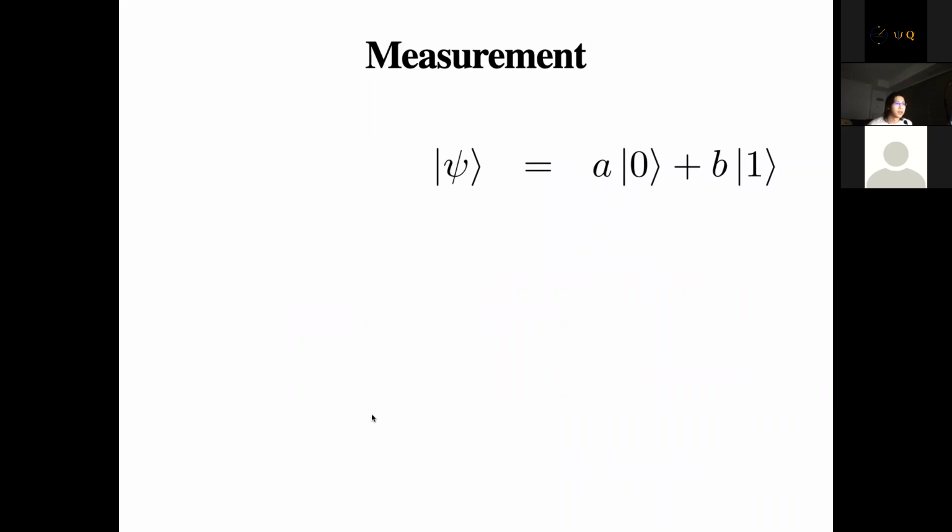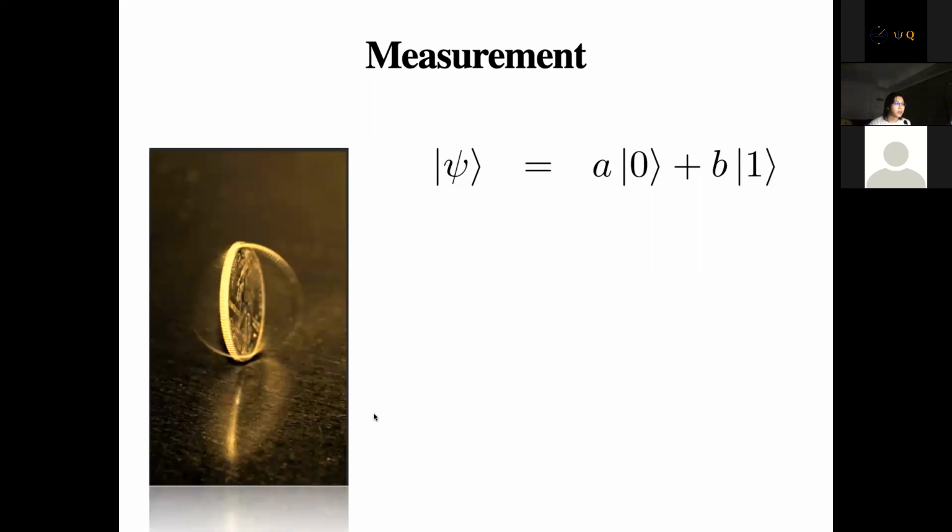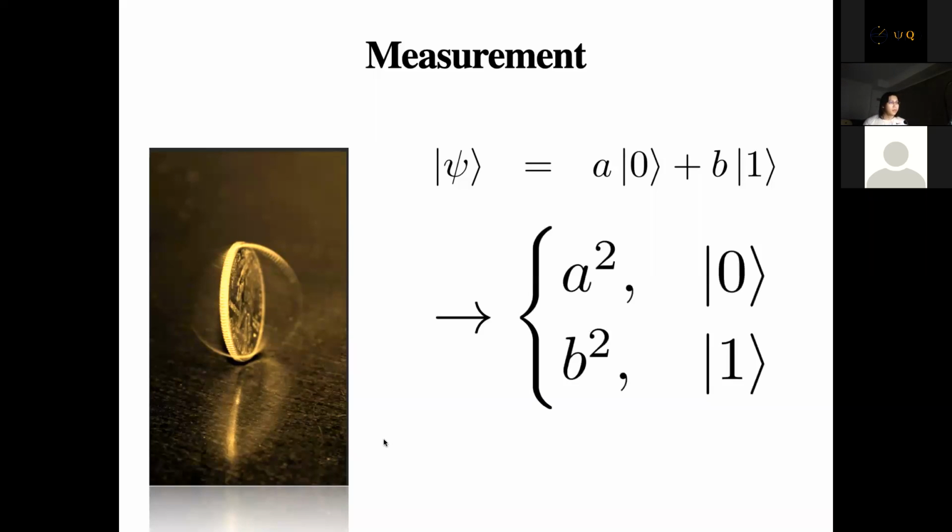Your single qubit in a general state is represented as A0 and B1. This is sort of like a rotating coin, where measurement corresponds to stopping the coin and seeing whether it's facing up or down. Once you do this measurement, there's a probability of finding your coin facing up or down, and these probabilities are related to the numbers A and B. So A and B precisely tell you the probabilistic outcome of measuring your qubit.